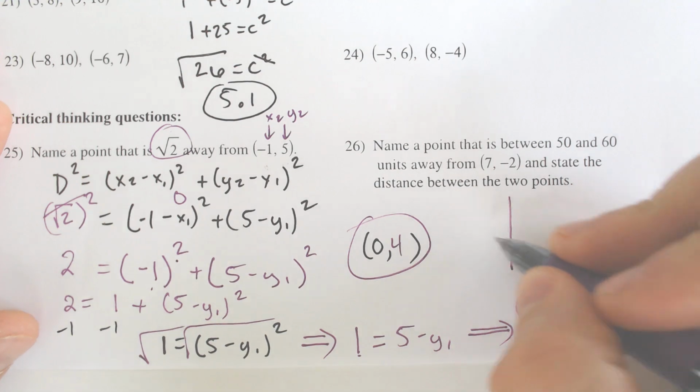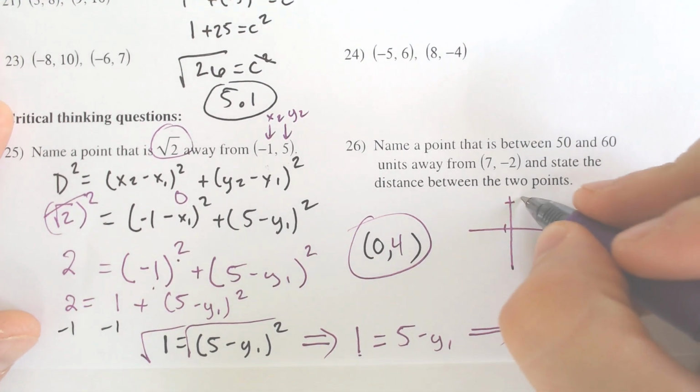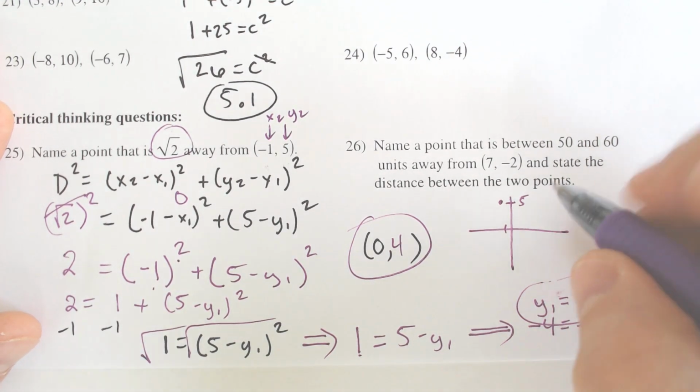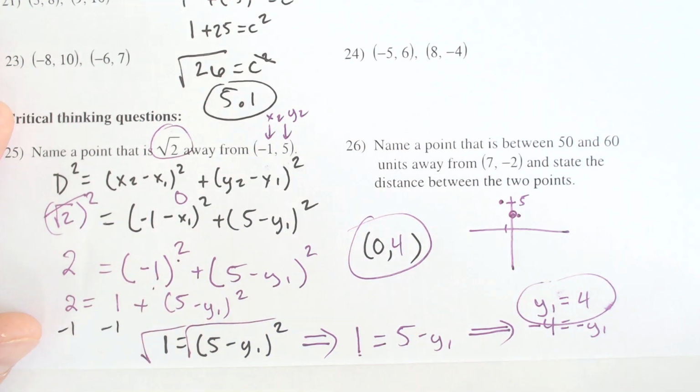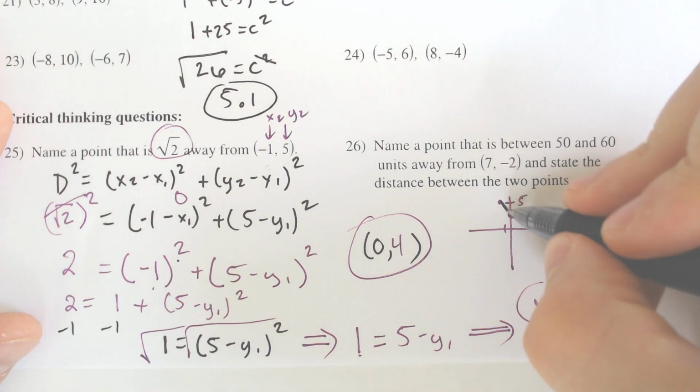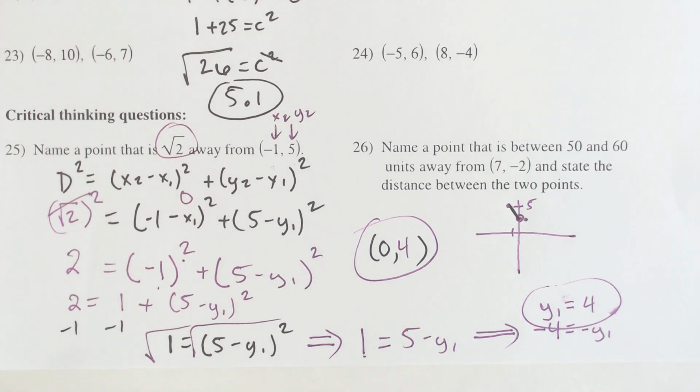Let's see if it even looks like it is. Here's negative 1 up by 5, dot, and 0, 4 is right here. Does it look like these two are about 1.4 away, which is the square root of 2? And the answer is absolutely they do.